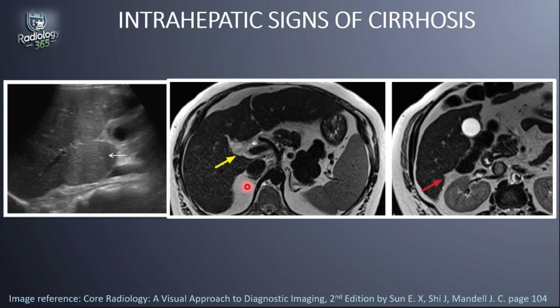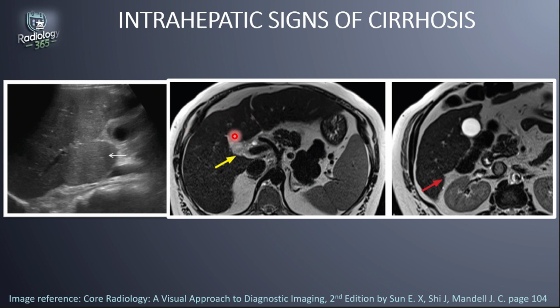Then for the axial MRI, these are T2 weighted images, and they show nodular contour of the liver with hypertrophy of the left lobe. You can see that this entire thing is the left lobe. It's looking quite big. And then there's also atrophy of the right lobe. The right lobe is appearing a little small, especially the area with the nodularity appearing smaller than normal.